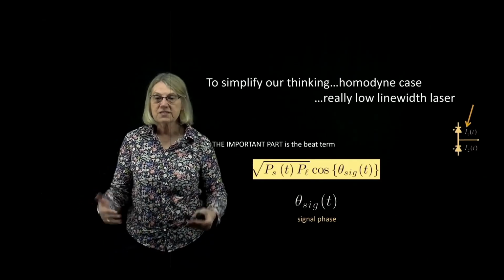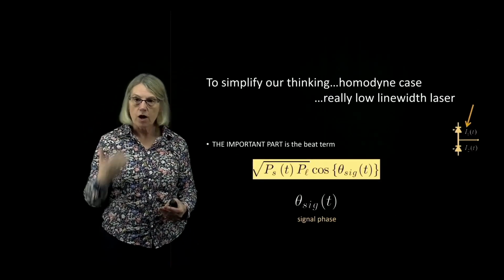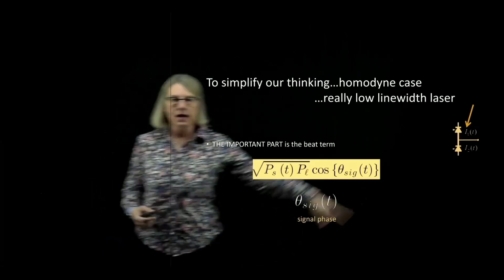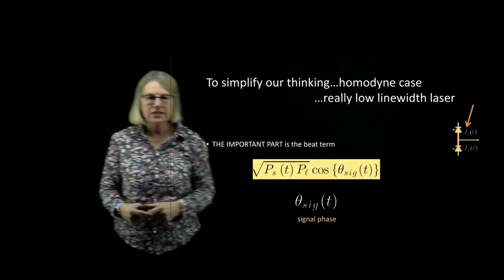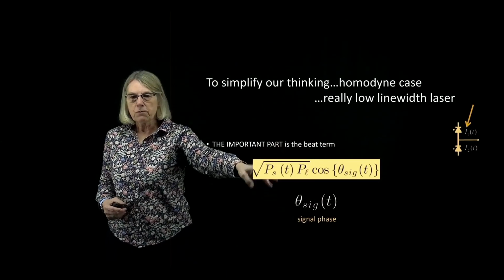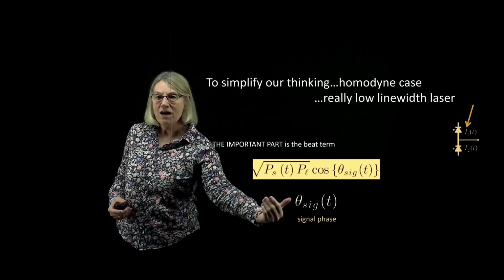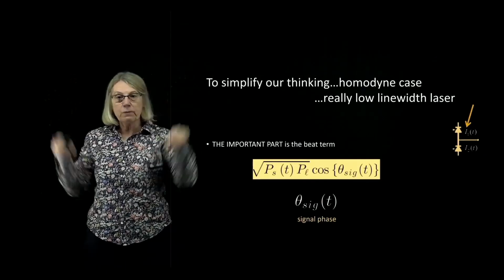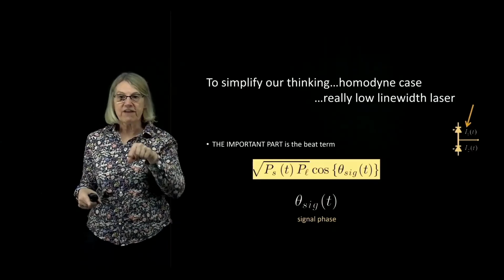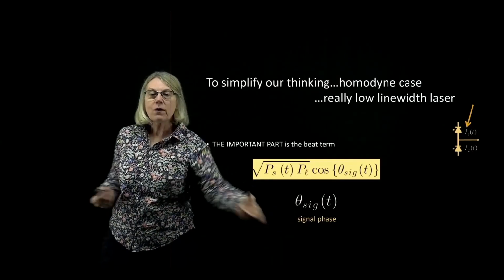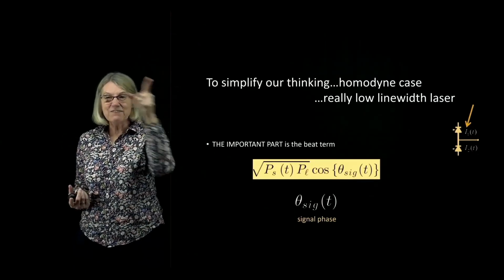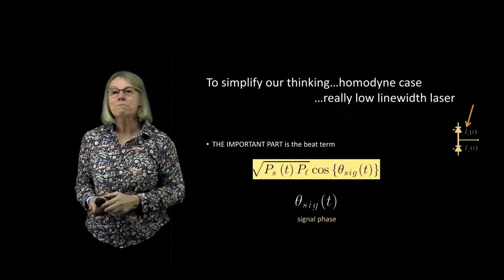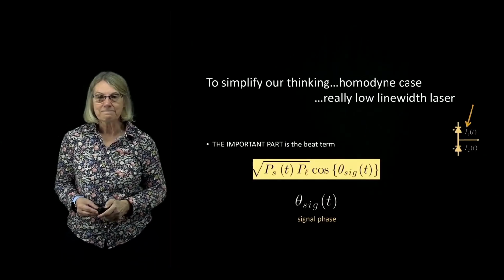So now, this important part, this beat term, the cross term that's inside of the photocurrent on the upper photodiode, is proportional to the cosine of the signal phase. And that's where I'm putting my data. I'm using QPSK. There are 4 possible phases, and I'm going to be able to see what phase I'm receiving so that I can identify which one of those symbols was actually transmitted.